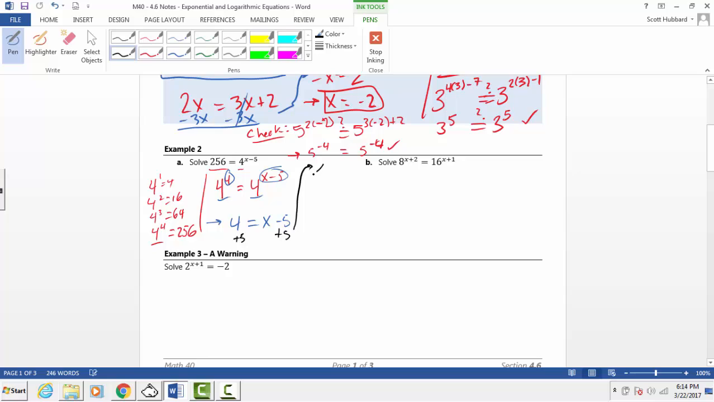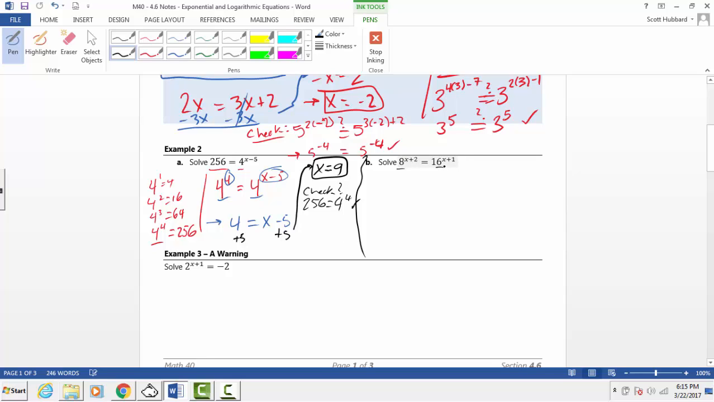And you get x is equal to 9. Okay, so that is how you do that. And again, we can check, but you get 4 to the 9 minus 5 is 4. And so you get 256 does equal 4 to the 4. Yes. So it's all good.